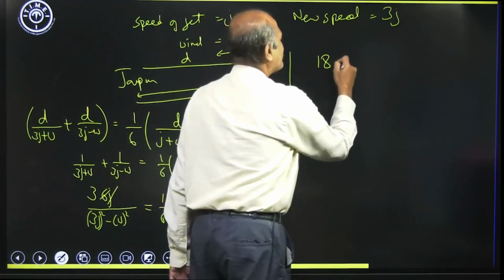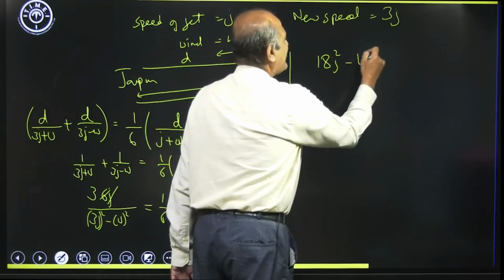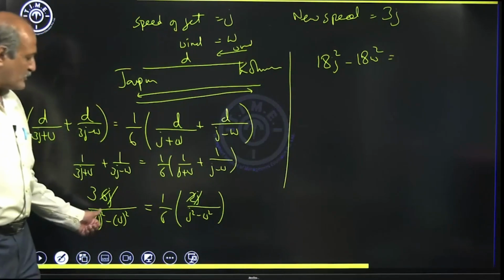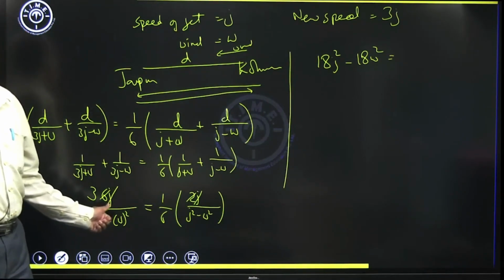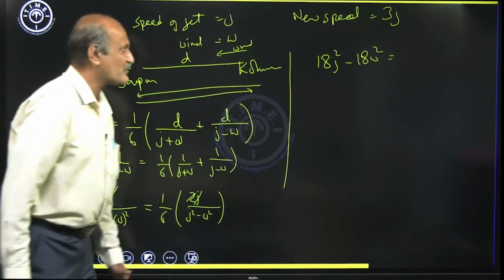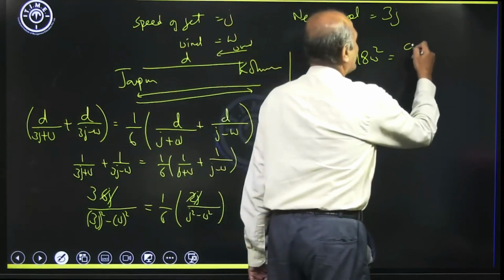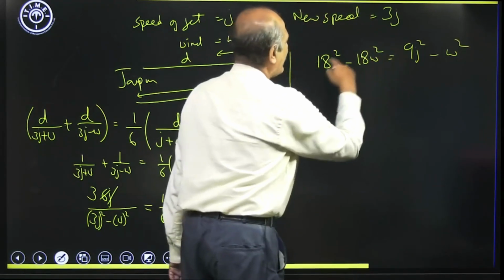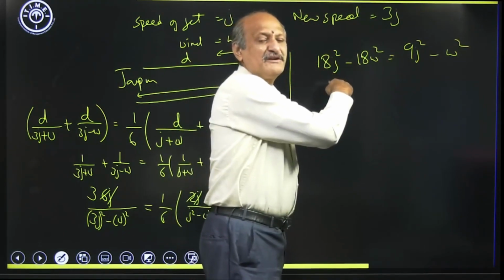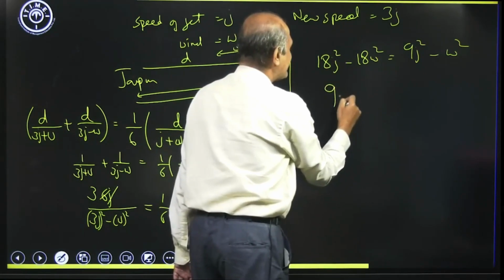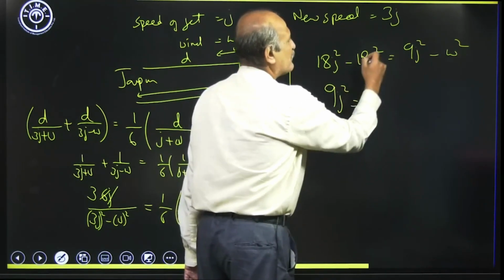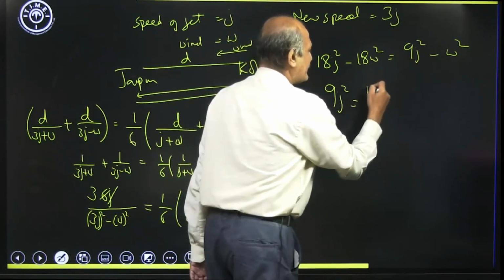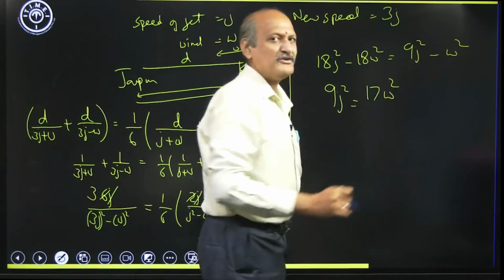Now simplifying this one, we are going to get it like this. It is 18 times J square minus 18 times W square is equal to 3J whole square. 3J whole square, we can write it as 9J square minus W square. Right? Let's simplify this one. If I bring this 9J square towards the left hand side, we get 9J square is equal to 18 minus 1, that is 17. So this is equal to 17W square.